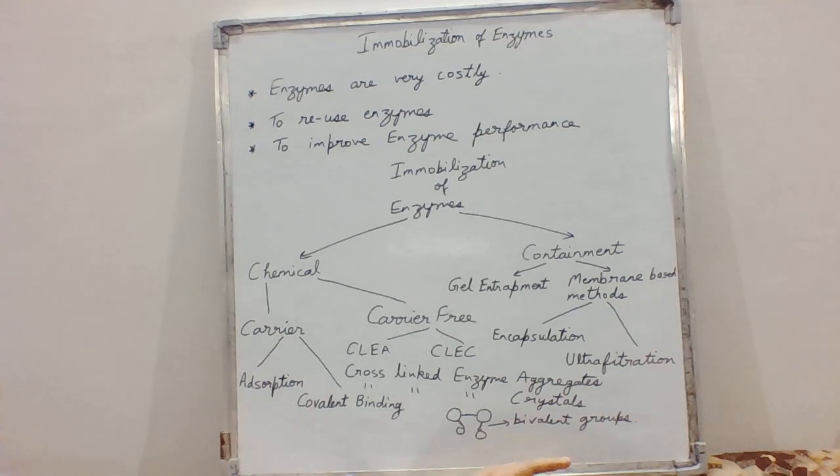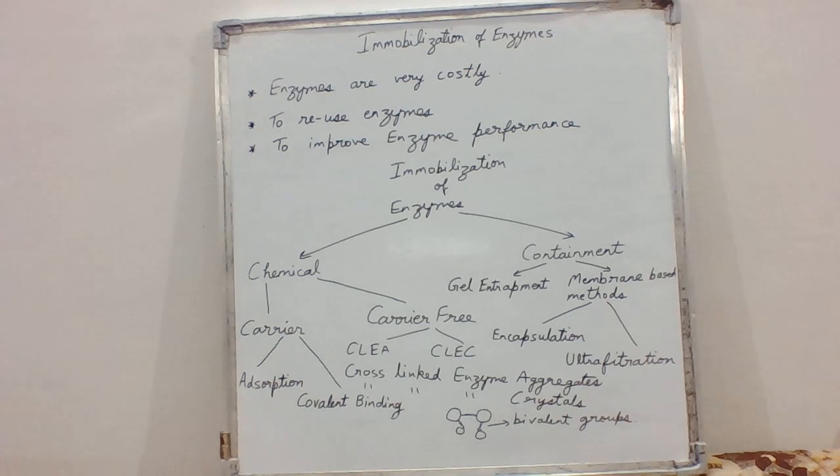Using these groups will provide better binding, and many proteins and enzymes have the property of crystallizing or forming aggregates naturally, but that is a very slow phenomenon. So using bivalent groups would expedite the process of cross-linking, and we can get large clusters of enzymes. But one more drawback in this case is that if the degree of cross-linking is high, we might lose certain active sites of enzyme molecules, which could get embedded within the crystal or the aggregate. So care must be taken that during formation of cross-linked enzyme aggregates or crystals, maximum active sites should be exposed outwards to have maximum benefit of the immobilization process.